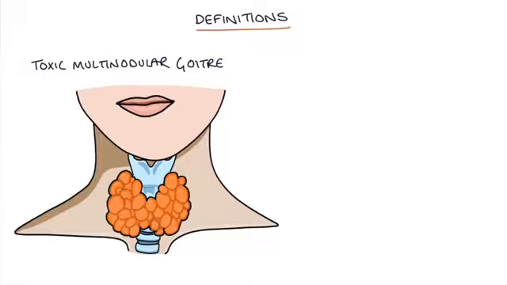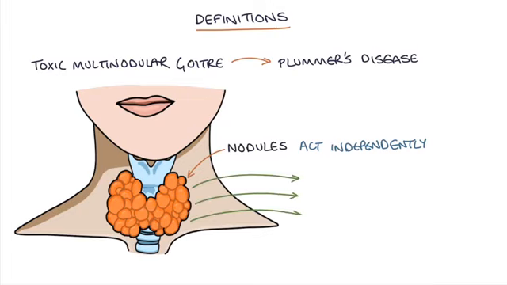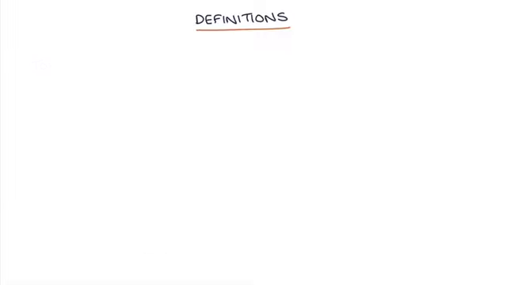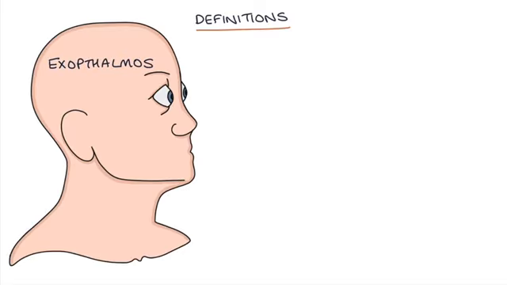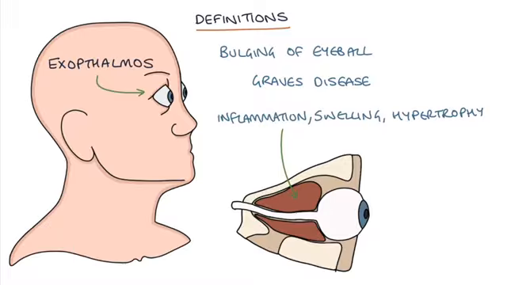Toxic multinodular goiter, which is also known as Plummer's disease, is a condition where there's nodules developing in the thyroid gland, and these nodules act independently from the normal feedback system and continuously produce excessive thyroid hormone. Exophthalmos is a term that's used to describe the bulging of the eyeball from the eye socket, and this is caused by Graves' disease and is due to inflammation, swelling, and hypertrophy of the tissue behind the eyeball that's forcing the eyeball forward.